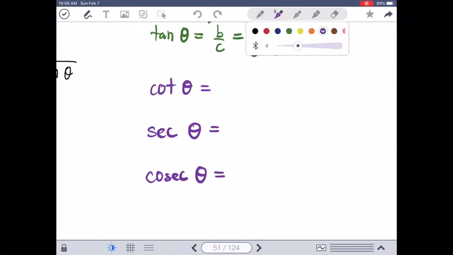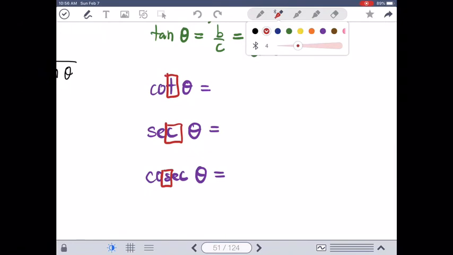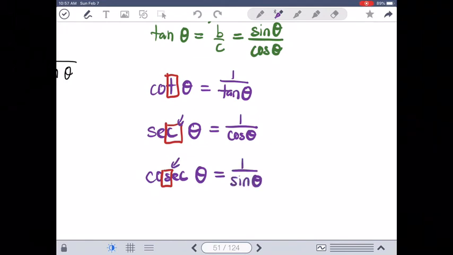Okay, if we look at the third letter, this is T, this is C, and this is S. We can use this to remember the fact that cot theta is just equals to 1 over tan theta. Sec theta is just 1 over cos theta, and cosec theta is 1 over sin theta.